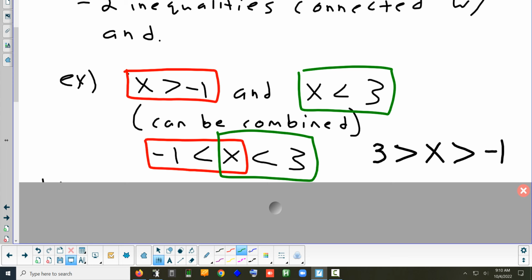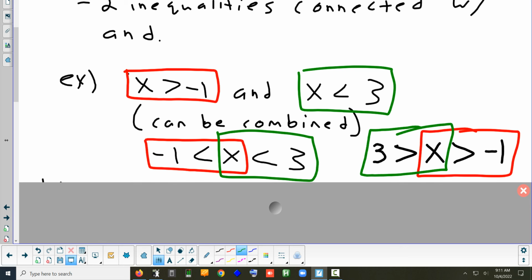And then the X is greater than negative 1. That's the red box. And 3 is greater than X. That's the green one. So when you combine it together, one of them always has to flip around to make this work. That's just how it works. Either way is right. I usually do the way on the left. I don't usually do the one on the right. So smaller number on the left, bigger number on the right, letter in the middle, both point to the smaller number.